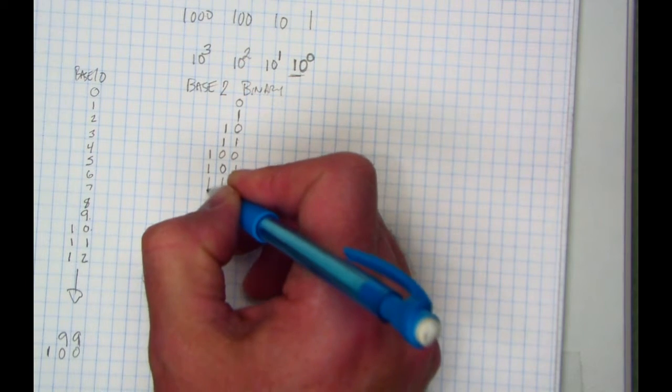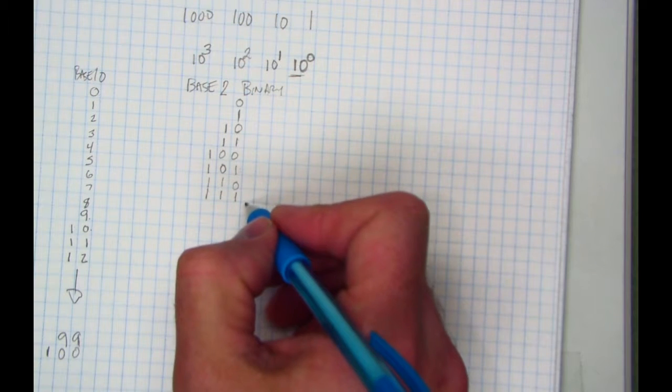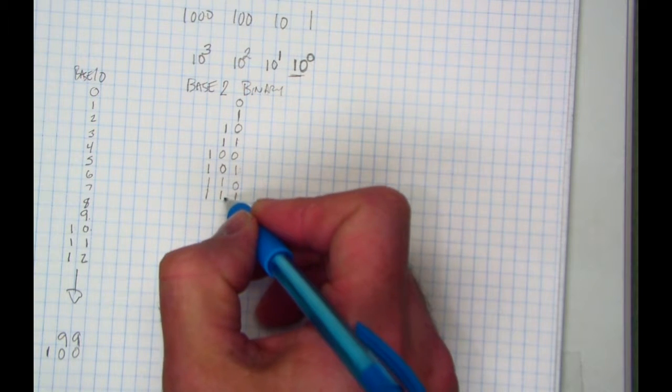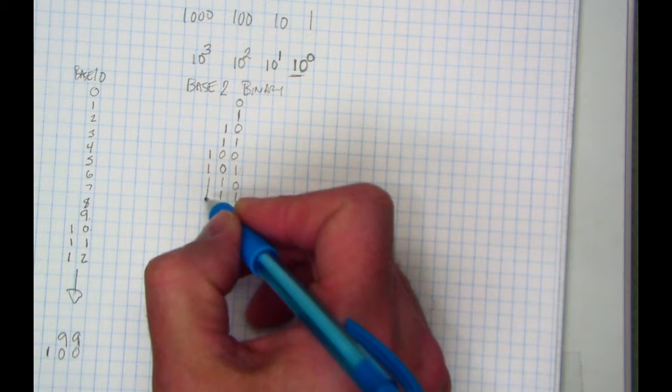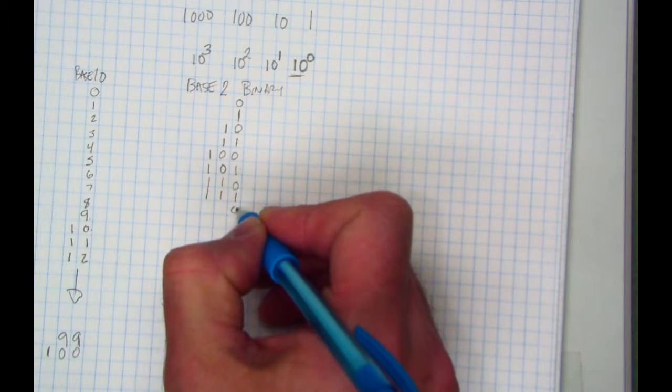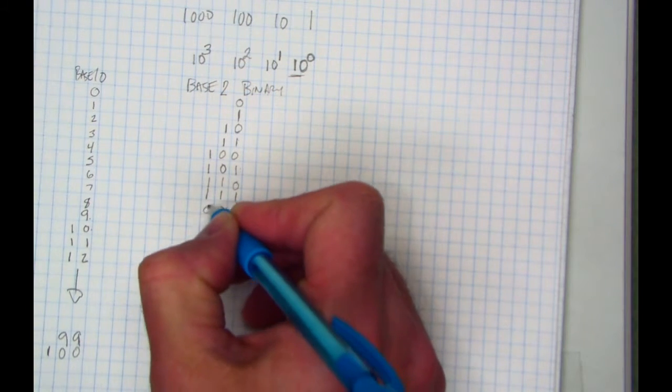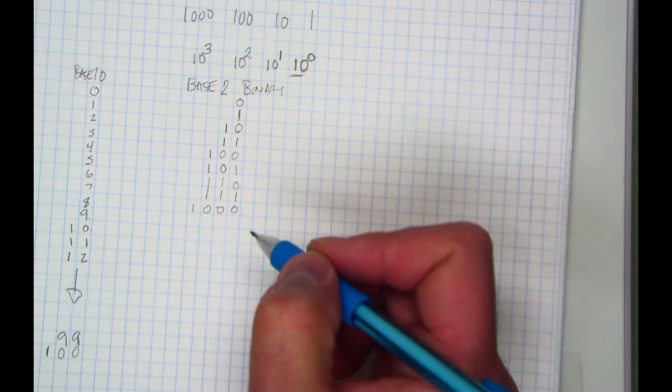Keep this the same. 7. I increase on the right. That is full. That is also full. That is also full. So I've got to make all of these 0 and add 1 to the next column over.